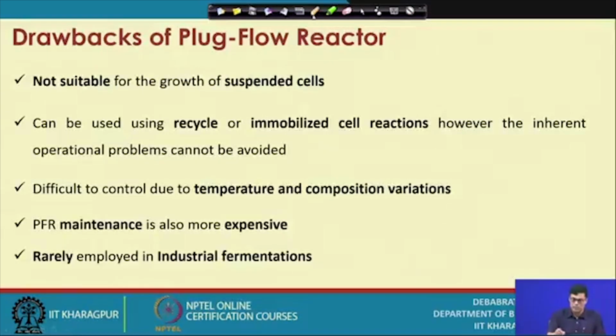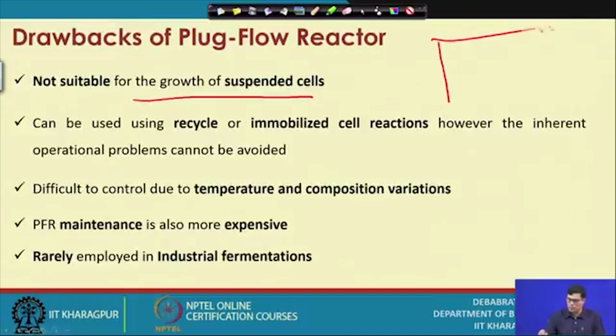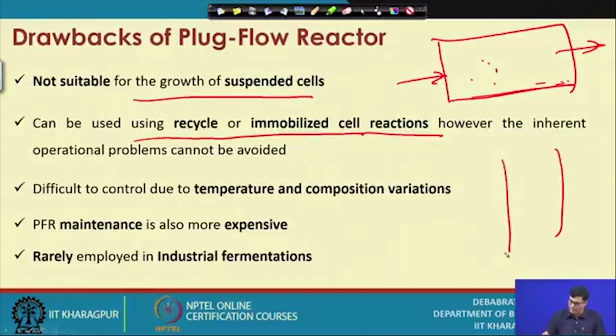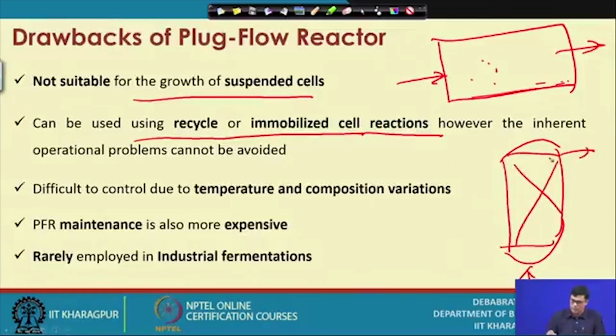The drawback of the plug flow reactor is that it is not suitable for growth in suspension, because I told you that in the plug flow reactor there is no back mixing. So, if there are suspended cells, there is every possibility they will settle down, so it is not suitable, and it can be used with recycle or immobilized cell reaction. Suppose in a column you pack the cells as an immobilized column and you pass the substrate here and take out the product; that kind of system we can operate in the plug flow manner.